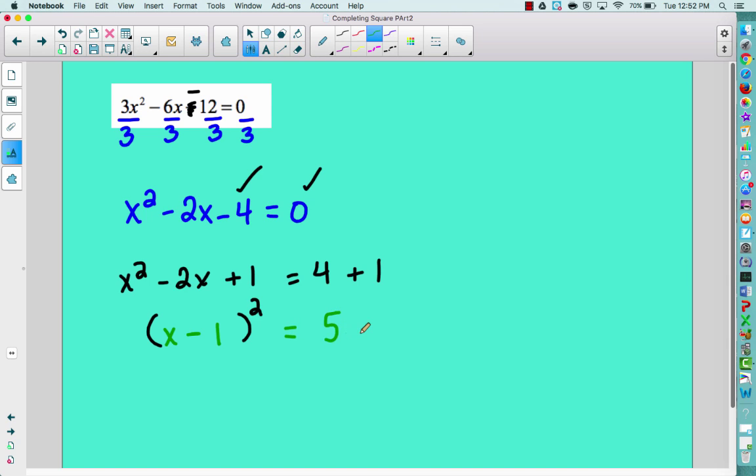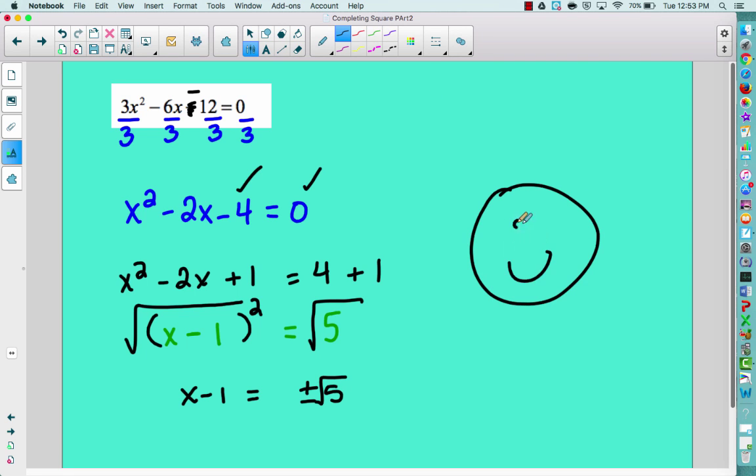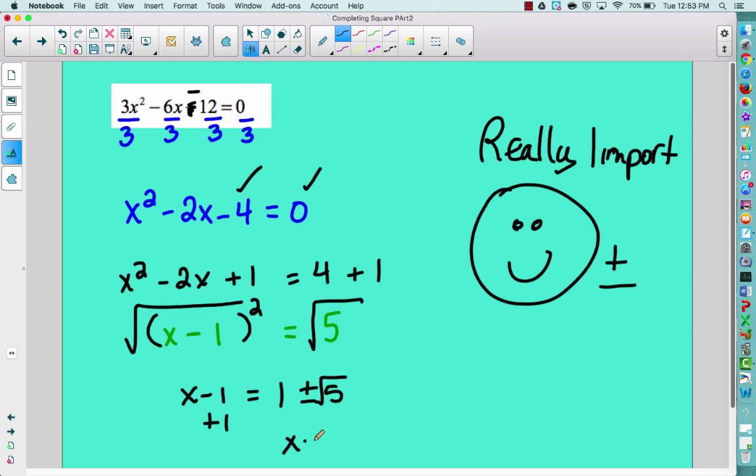And I get x, keep the sign of the middle term, the square root of 1 is 1, quantity squared equals 5. Now I take the square root of both sides, and I get x minus 1 equals, don't forget, plus or minus root 5. Remember, when you take the square roots of both sides, don't forget that plus minus. That's really important. Don't forget that plus minus. Okay, now I'm going to add 1. I'm going to put it in front. So my answers are 1 plus root 5 and 1 minus root 5.